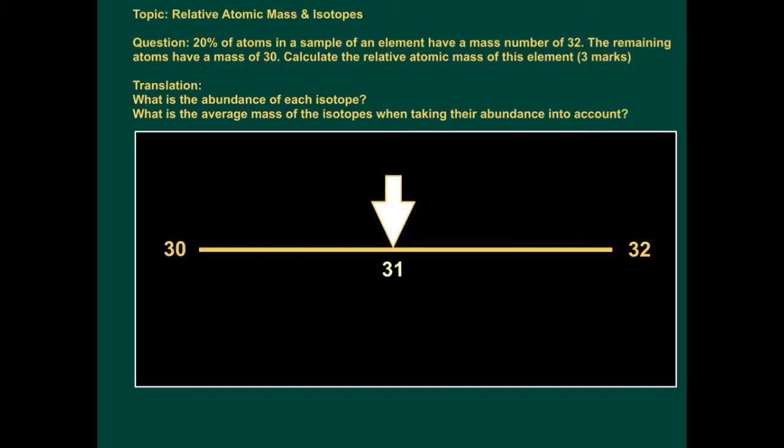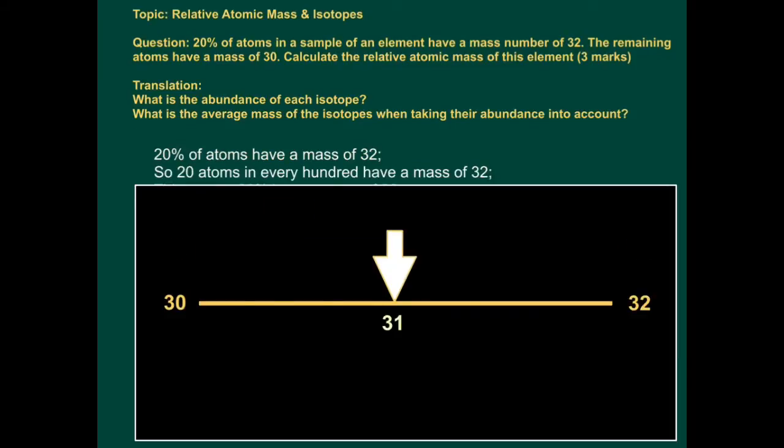Well, let's assume for a second we had a 50-50 split. So we had 50 particles with a mass of 30 and 50 particles with a mass of 32. The average would obviously be 31 in the middle. But we have to take the abundance into account. We have 80 particles which are mass 30, and 20 particles with a mass of 32. So the actual average will be skewed towards 30. So the answer must be between 30 and 31. This is a good way to check your answer. If it's not between 30 and 31, let's say around 30.5, you've done something wrong.